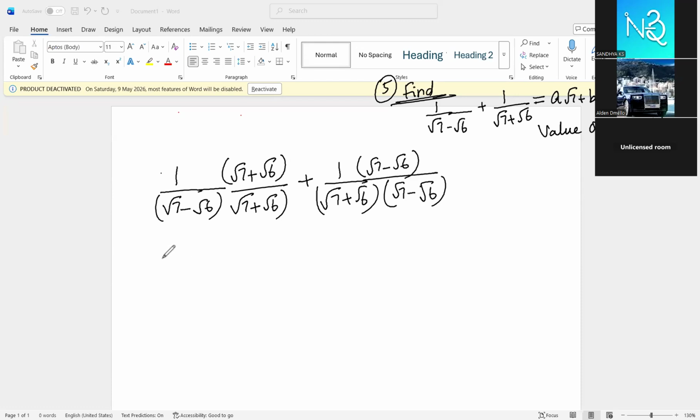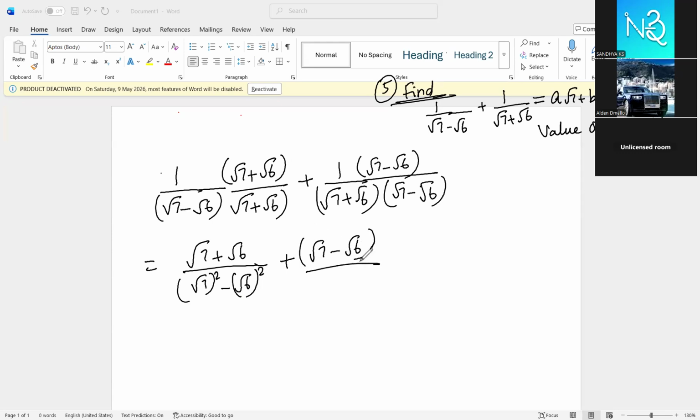Okay. Now that is equal to numerator we have root 7 plus root 6 divided by root 7 whole squared minus root 6 whole squared. Okay, if you have doubt, you please write all the steps, a squared minus b squared, so you will not make mistake. Similarly, here also root 7 minus root 6 divided by root 7 whole squared minus root 6 whole squared. Right? Now we have root 7 whole squared is what? 7. 7 minus 6, 1.